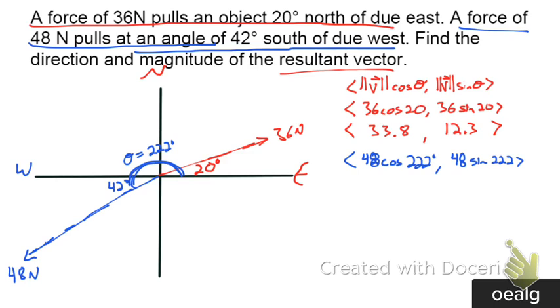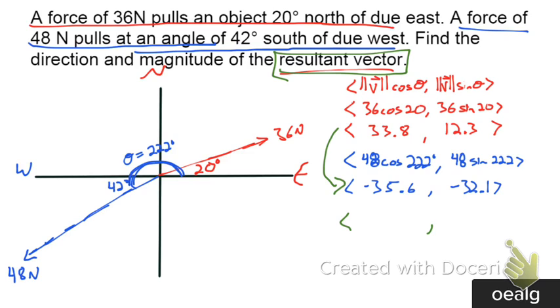Can somebody help me out and tell me what those are? The cosine is negative 35.6. Okay. And then the sine is negative 32.1. Good. I like that because we know it's negative and negative because we're down here in our third quadrant. Now we're trying to find the resultant vector. So I'm going to add these two vectors. I'm going to add the horizontal components and I'm going to add the vertical components.